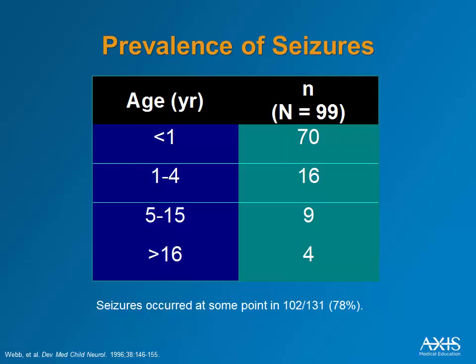In this study, seizures occurred at some point in 78% of individuals. You realize, of course, that there's some bias of ascertainment here. This is probably how the diagnosis came to attention in many of those individuals. But without question, epilepsy is one of the common and potentially serious manifestations of tuberous sclerosis complex.